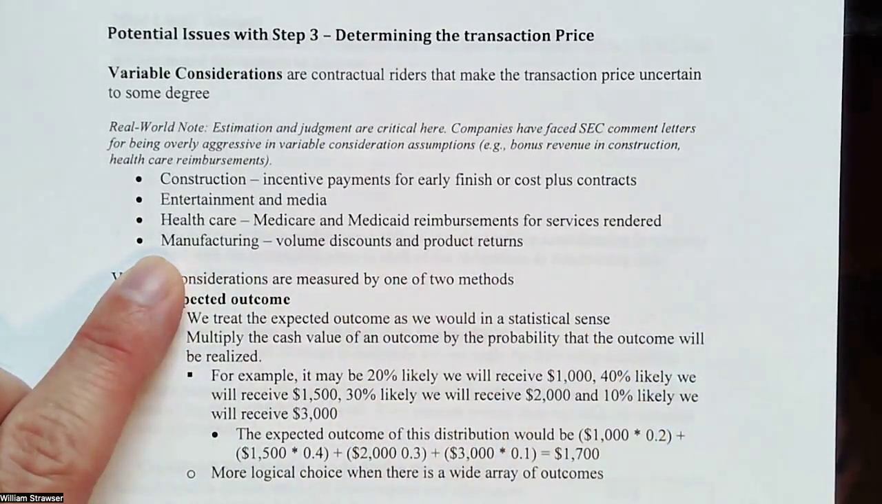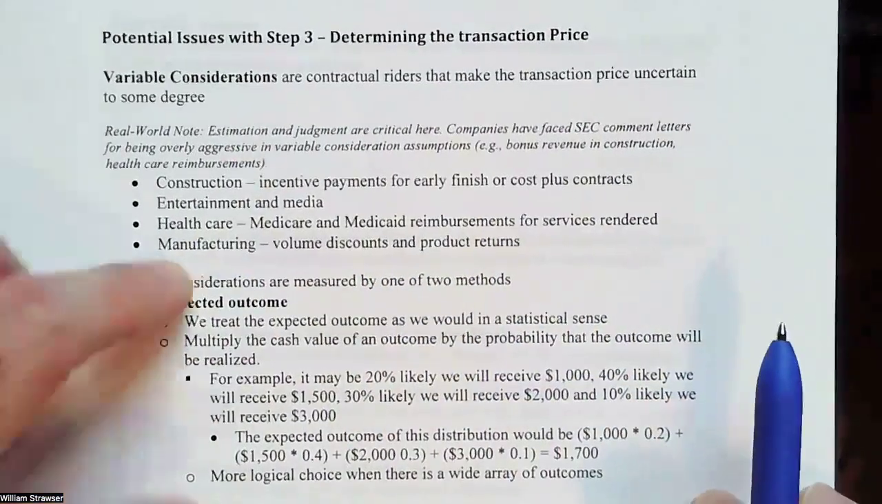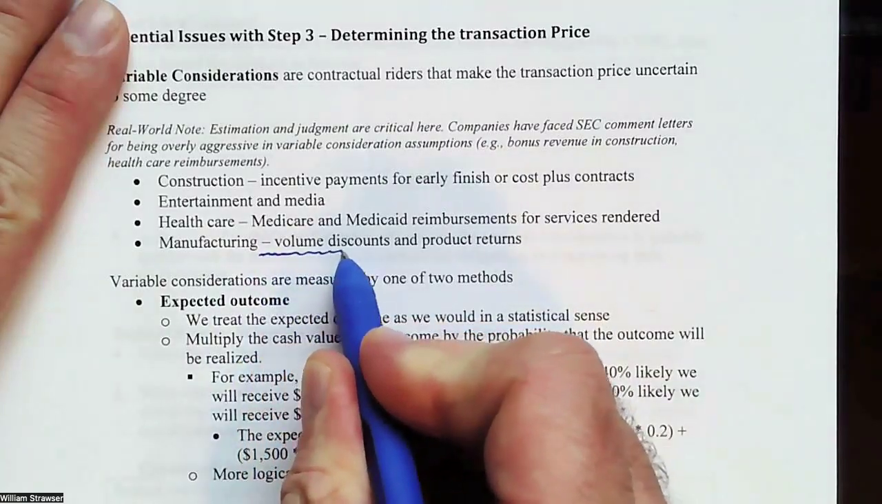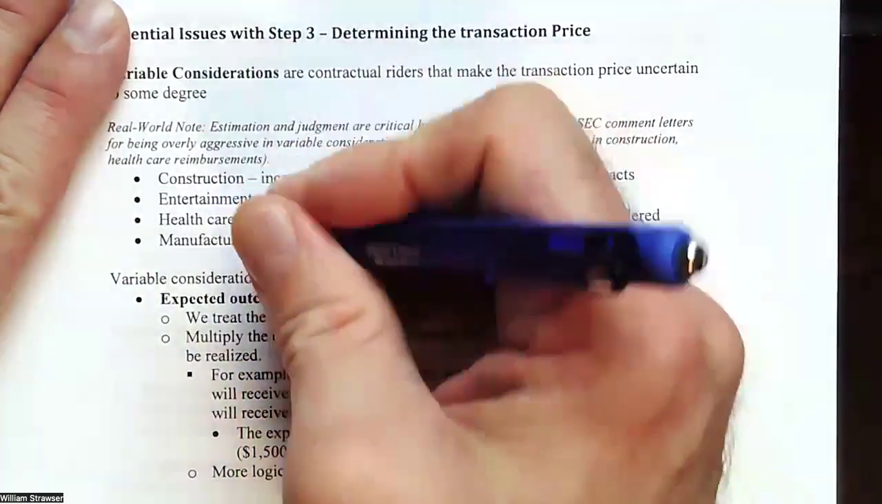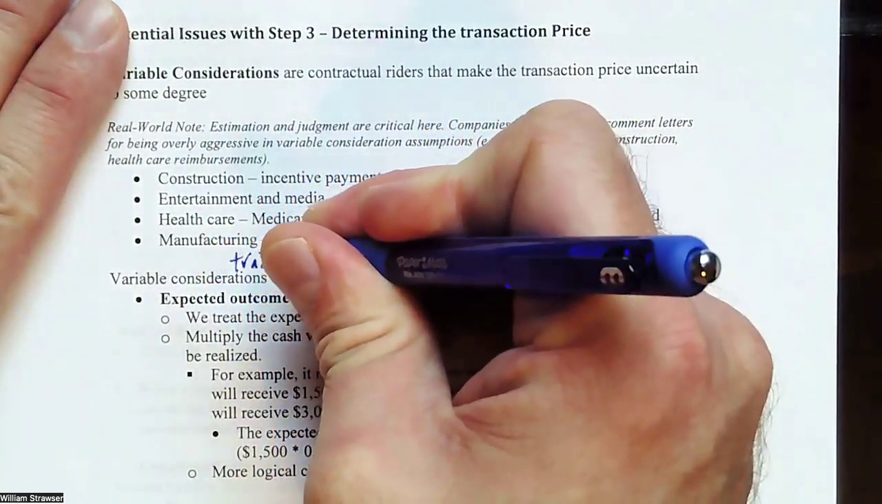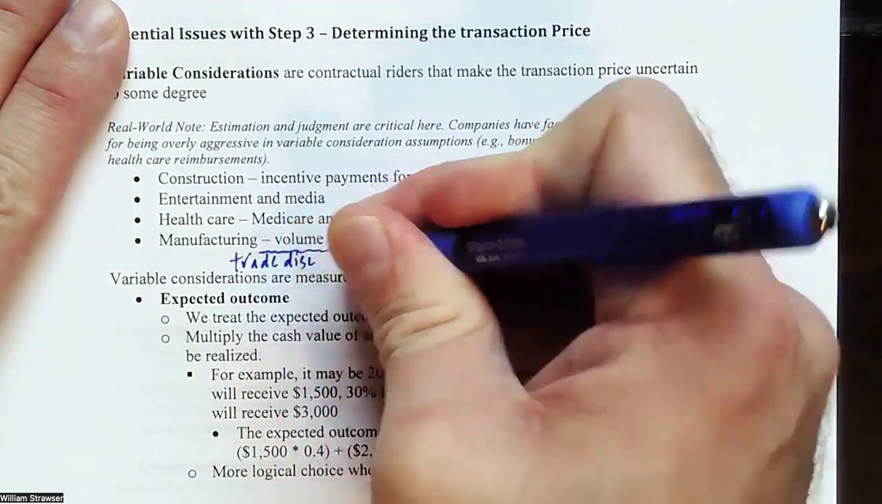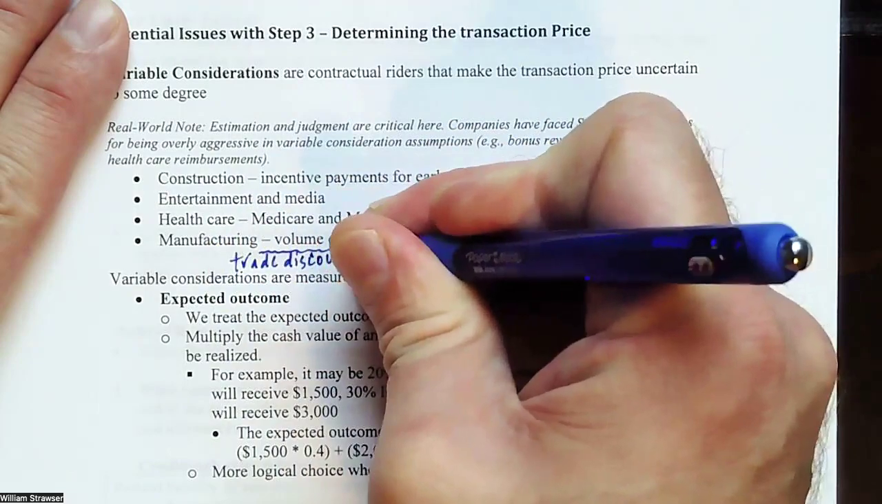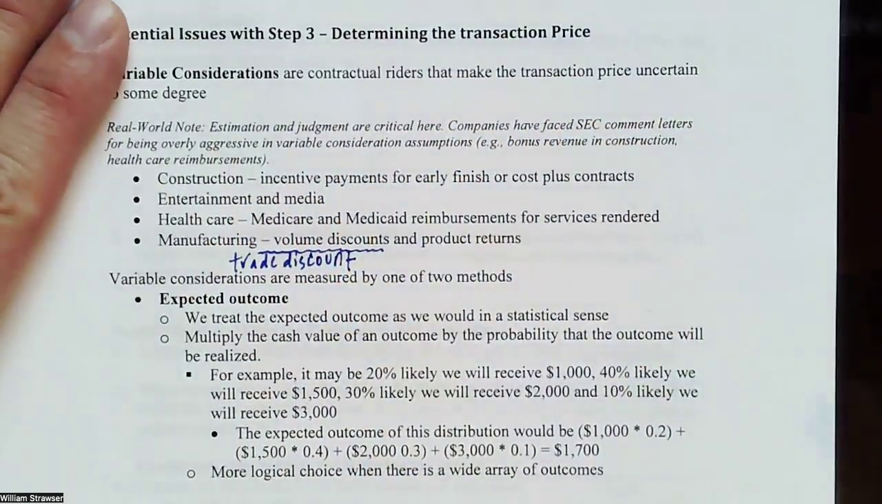For manufacturing, product returns and volume discounts. Remember from your days of maybe accounts receivable and cash versus trade discounts, volume discounts tend to be a trade discount where if a certain amount is ordered, then we take a certain percent off of the list price.